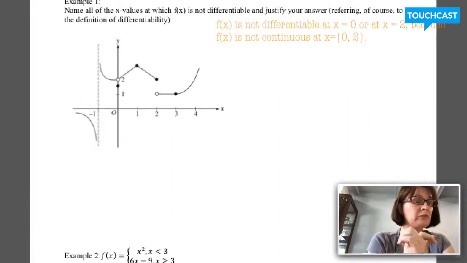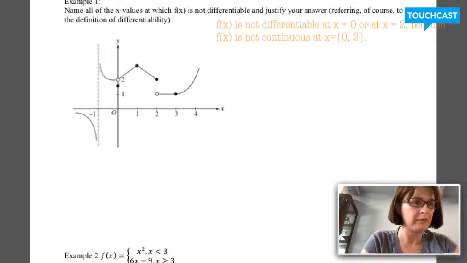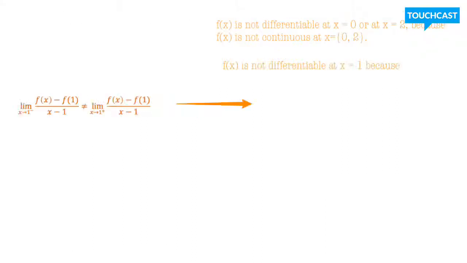So x equals 0 and x equals 2: I say the function is not differentiable there, because the function is not continuous there. x equals -1, I left out of the list, because x equals -1 is not part of the domain of this function. So it's 2 places so far. I think there is one more place where this function is not differentiable. So I'm going to write it up, referring to the definition of differentiability. This last point, at x equals 1, is a corner.